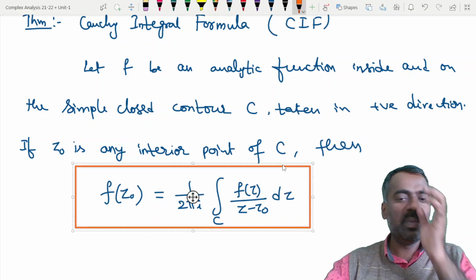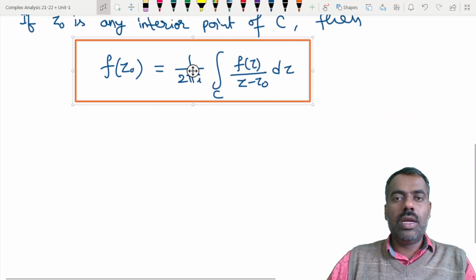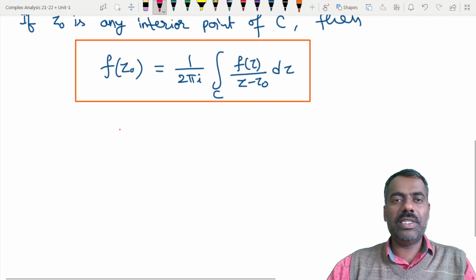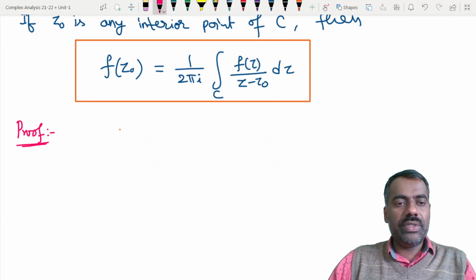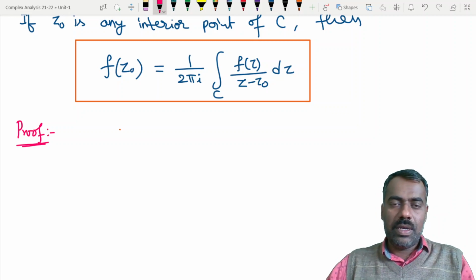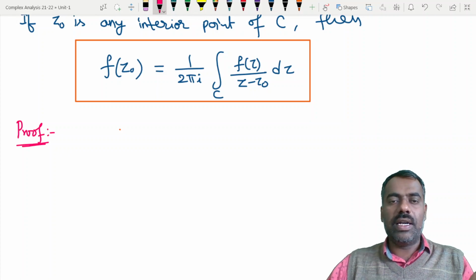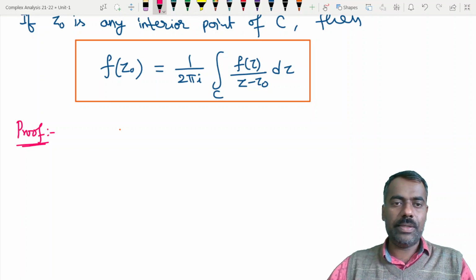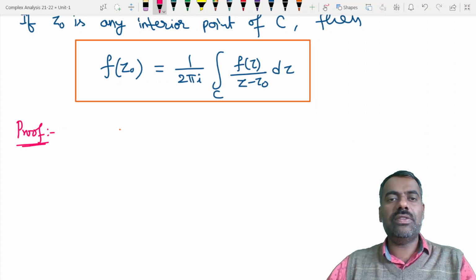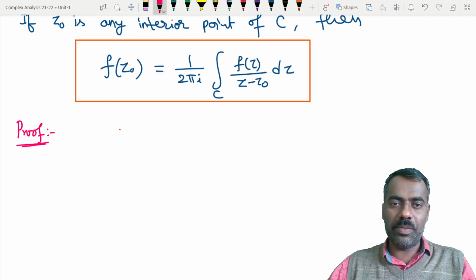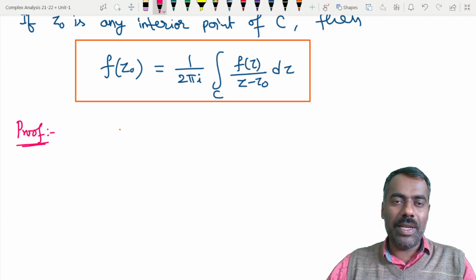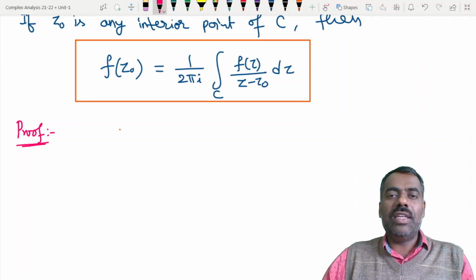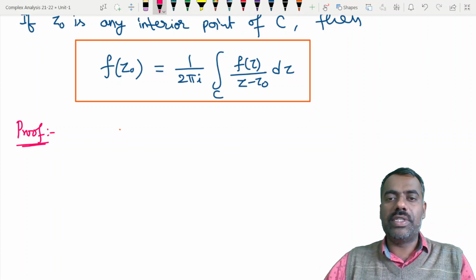Fine. Now, how will we prove it? The proof is not a difficult one. As I said, the Cauchy-Goursat theorem plays an important role. From the Cauchy-Goursat theorem, last class we discussed the deformation of paths, and this result will be proved mainly using that deformation of paths, and later results will be proved using this Cauchy integral formula. So one of the central and interesting results is the Cauchy-Goursat theorem.